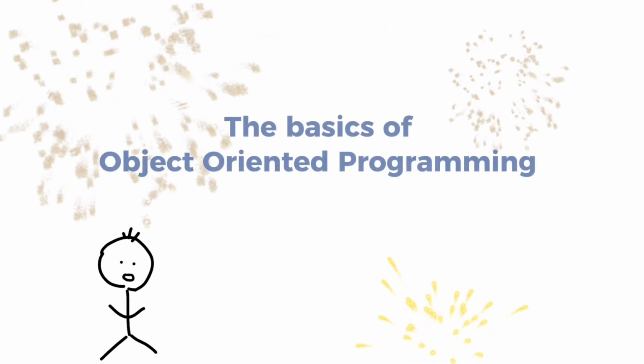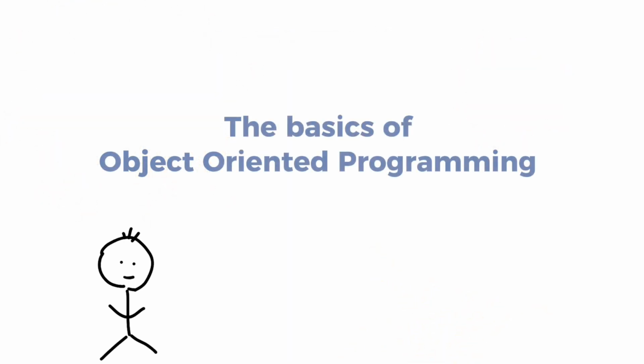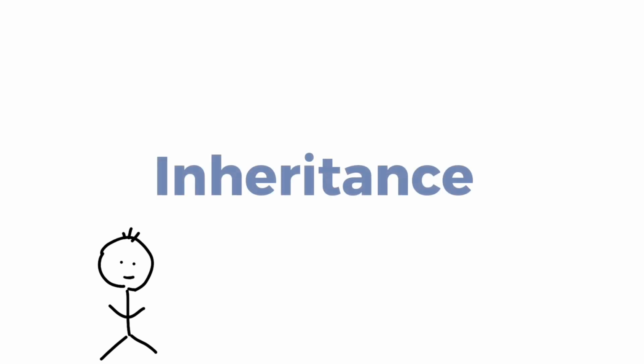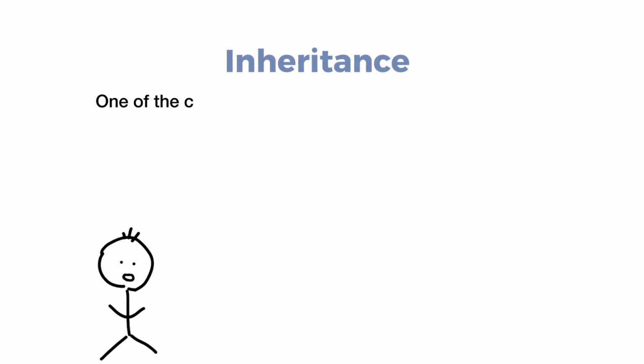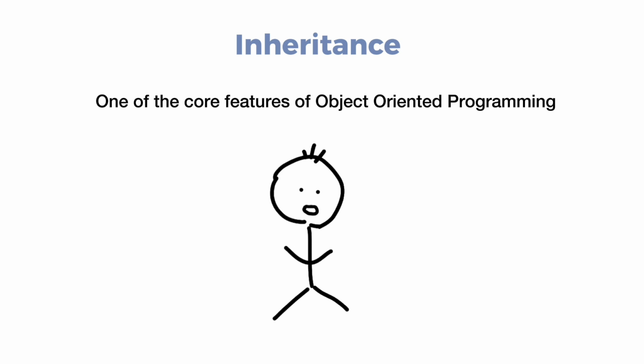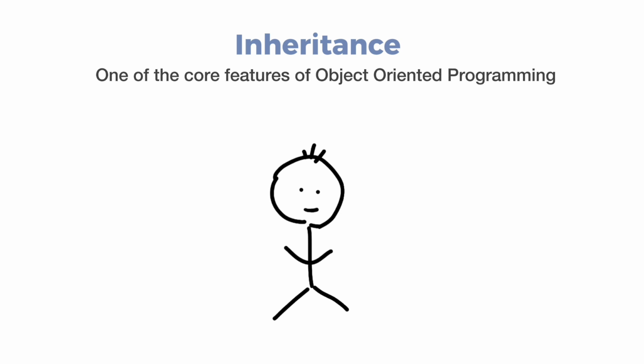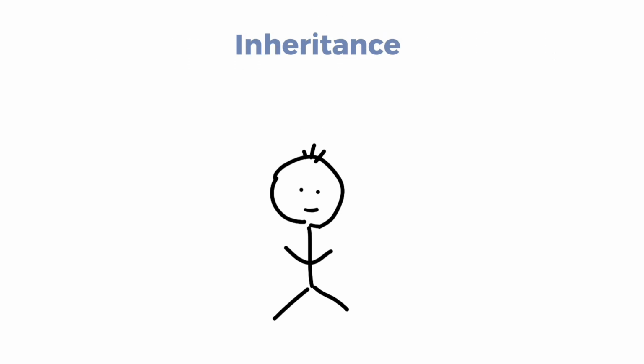Congrats! You've just learned the basics of object-oriented programming. Now, let's focus on some more challenging stuff. It's time to talk about inheritance. Inheritance is one of the core features of object-oriented programming. It's a procedure that allows us to reuse code by referring the behaviors and data of an object. In other words, a class that inherits from another class shares all the attributes and methods of the referenced class.